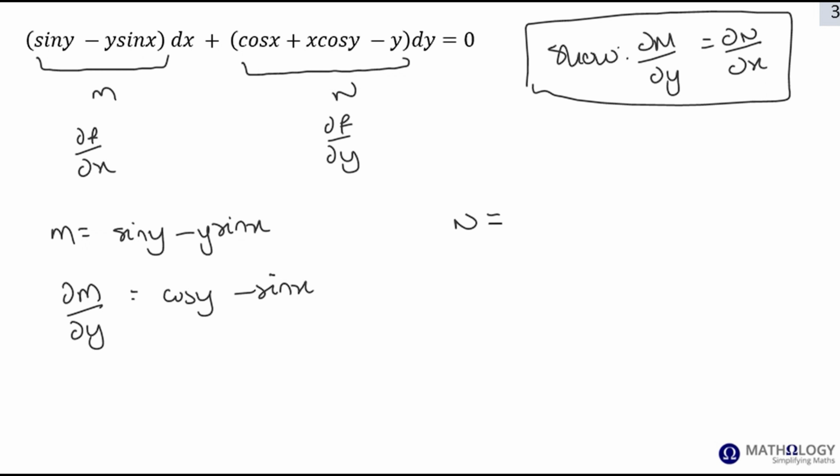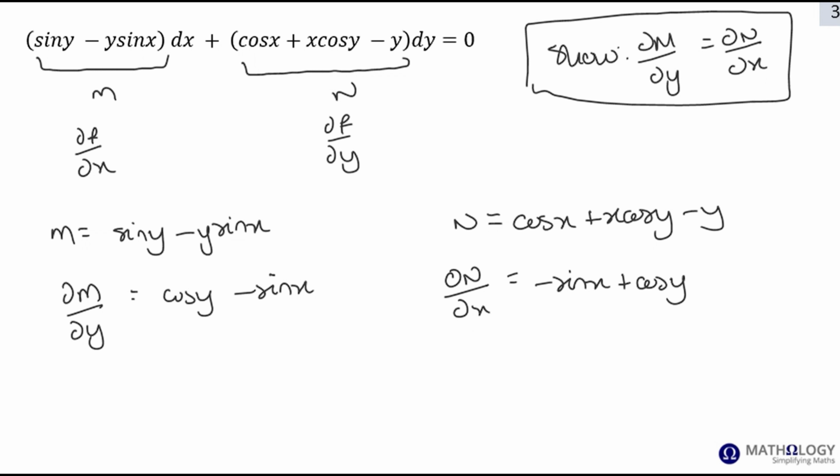And then likewise with n, which is cos x plus x cos y minus y. We want the partial of n, but with respect to x. So the partial derivative, the derivative of cos x with respect to x will be minus sine x. We're differentiating with respect to x, so plus cos y is a constant, so we'll just put that out in front. And the derivative of x is 1, 1 times cos y is cos y. And then, the derivative of minus y with respect to x will be 0.